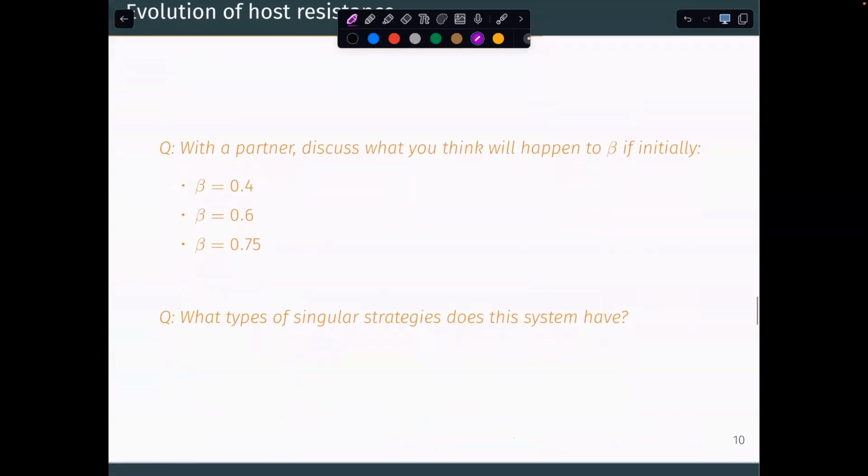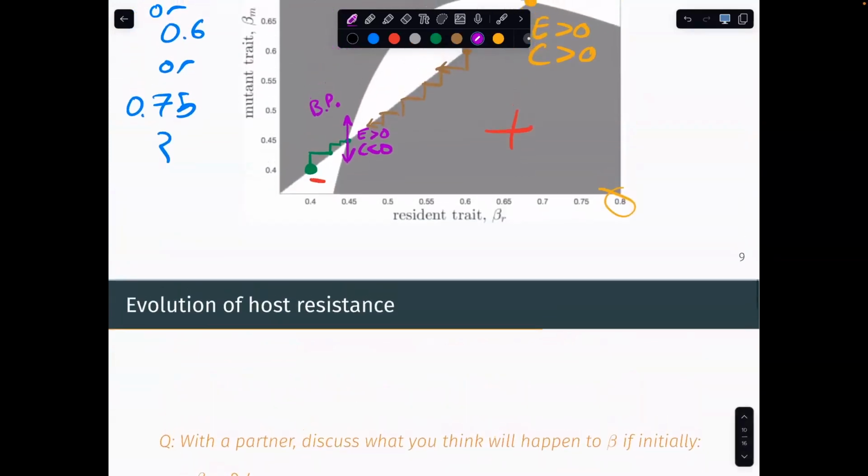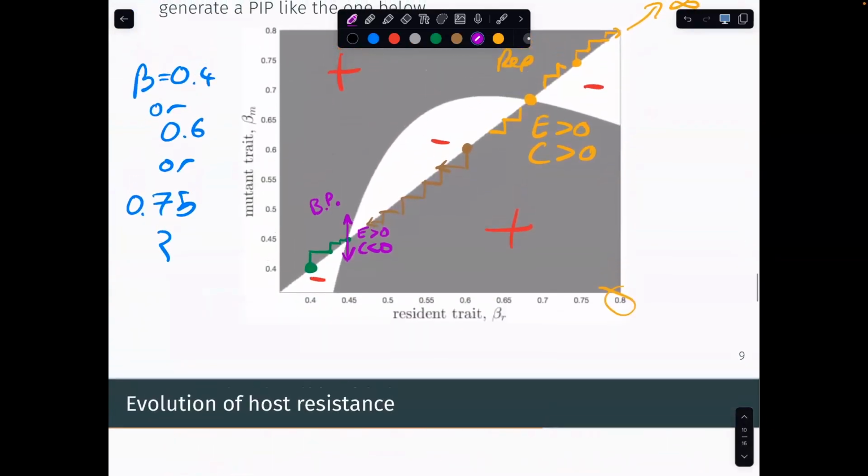So we've already discussed this. I'm not going to write this all in, but we have a branching point at around beta is 0.45 and a repeller at around 0.68 roughly.